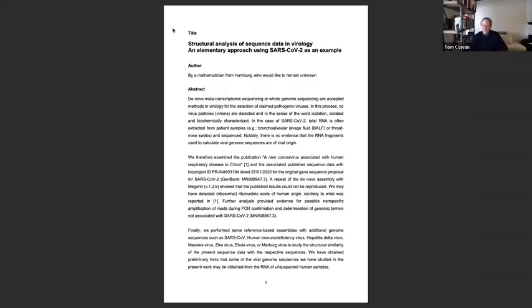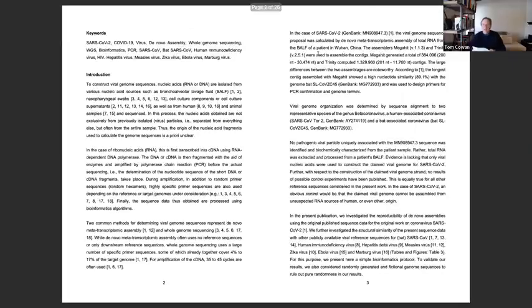Let's move on. Here we go to the introduction of the paper. And now I'm reading from this first paragraph of the introduction, which says, to construct viral genome sequences, nucleic acids, RNA or DNA, are isolated from various nucleic acid sources such as BALF, nasopharyngeal swabs, cell culture components, or cell culture supernatants, as well as from human and animal samples and sequence.